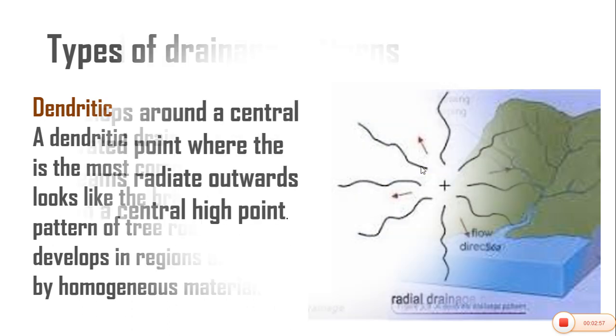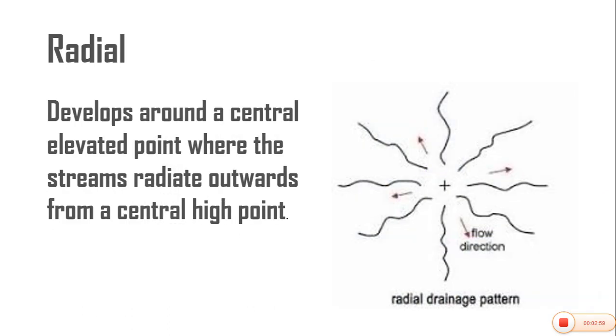Another drainage pattern we're looking at is the radial. The radial drainage pattern develops around a central elevated point where the streams radiate outwards from a central high point. This is the central high point where the watershed is, where the water collects. Now, in the radial drainage pattern, the water is draining away, it's moving away. Look at the arrow showing that the water is moving away from this point. That's the radial drainage pattern.